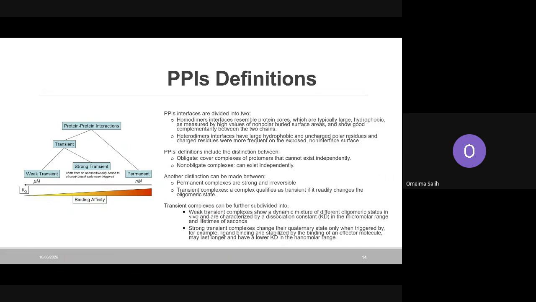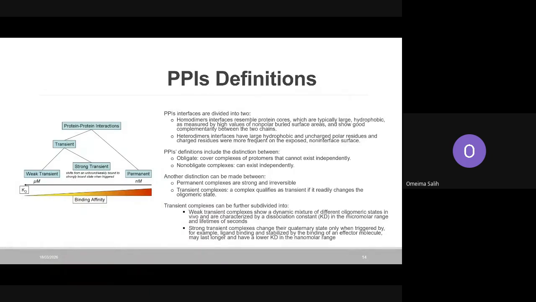If they are heterodimers or hetero-oligomeric interfaces, then these have large hydrophobic and charged polar residues. And these residues are more frequent in the exposed and non-interface surface, because they are not complementing each other. So that means there is a difference between the two polypeptide chains.